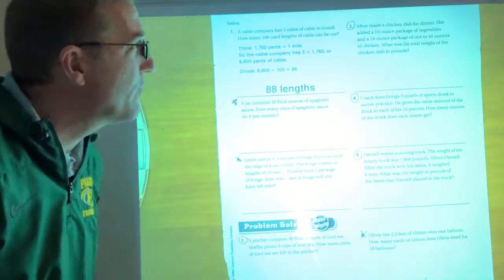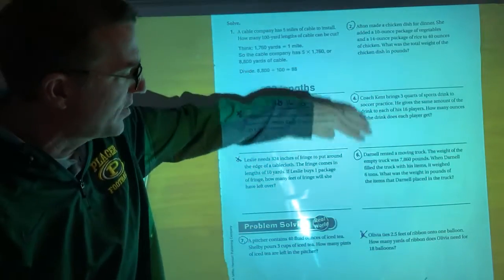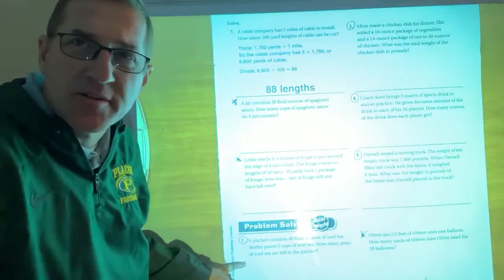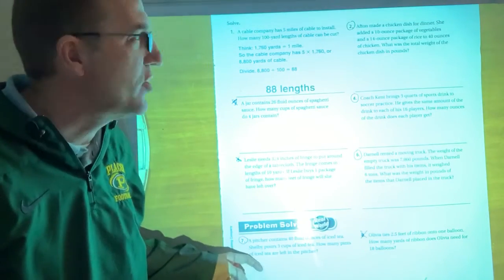All right, Pac Manies, here's 10.4 homework. We're going to do 2, 4, 6, and 7. I was going to do all evens, but I like this problem a little bit better for you guys.